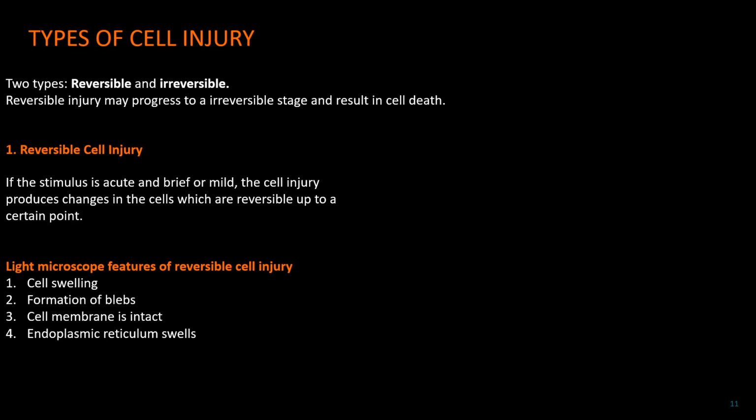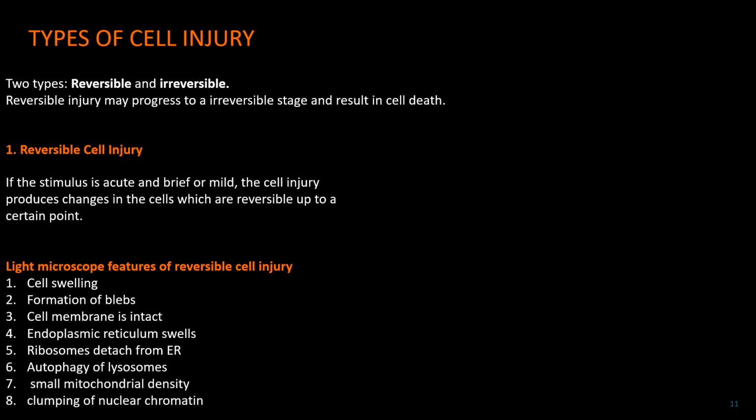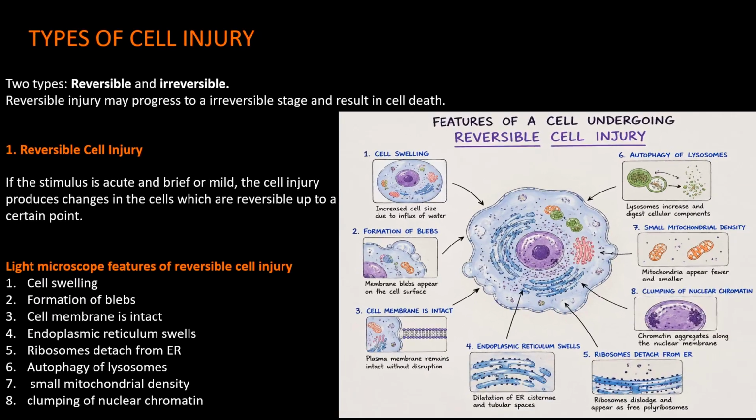The endoplasmic reticulum swells. The ribosomes detach from the endoplasmic reticulum. Autophagy of lysosomes: lysosomes will start eating up the cell's own organelles. That's what we call autophagy. And the last one is small mitochondria. Then we have clumping of nuclear chromatin. So these are some of the microscopic features that you see in a cell undergoing reversible cell injury.